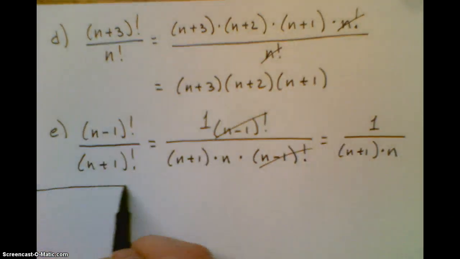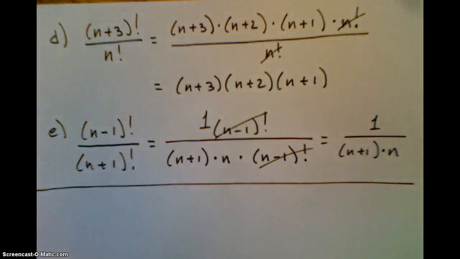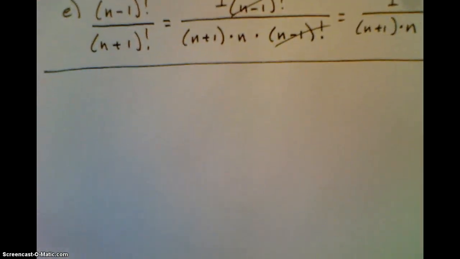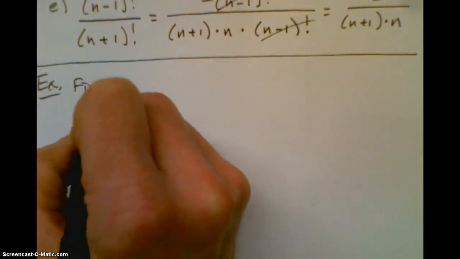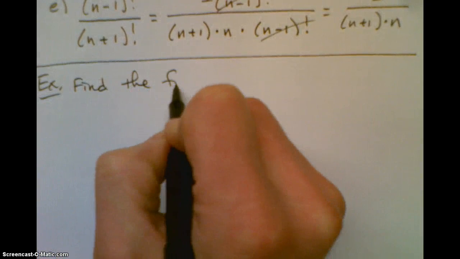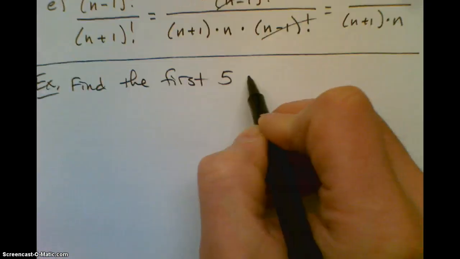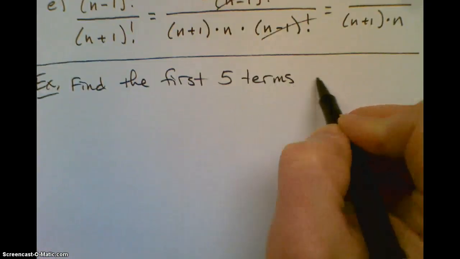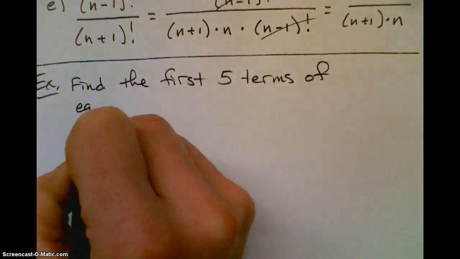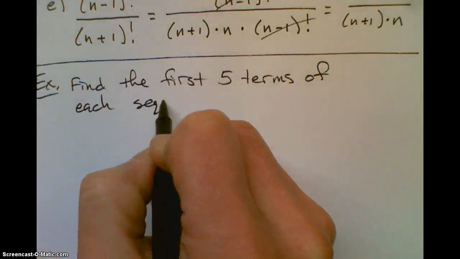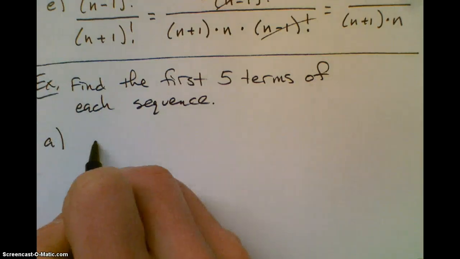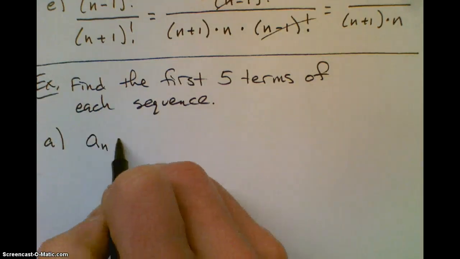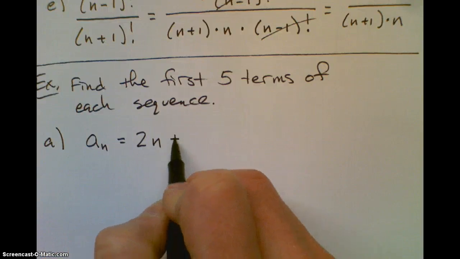All right, let's switch gears a little bit and move on to another type of example. So for these, we're going to find the first 5 terms of each sequence. So for part A, I'm given a sequence that's generated by A sub n is equal to 2n plus 1.